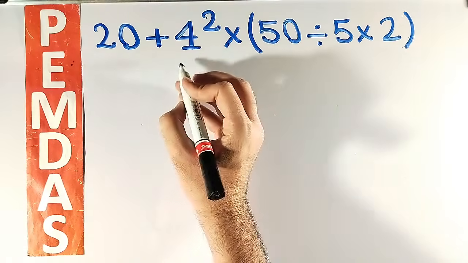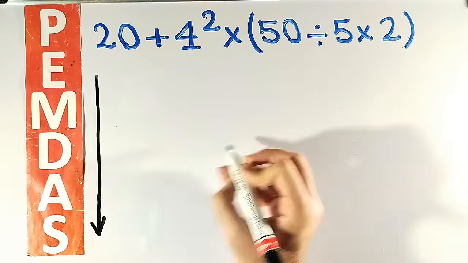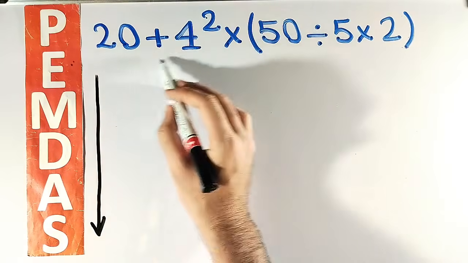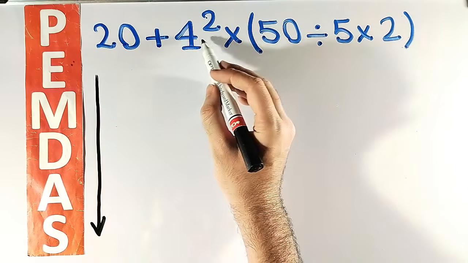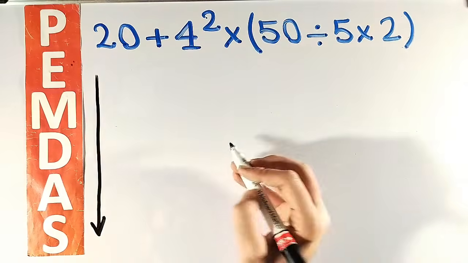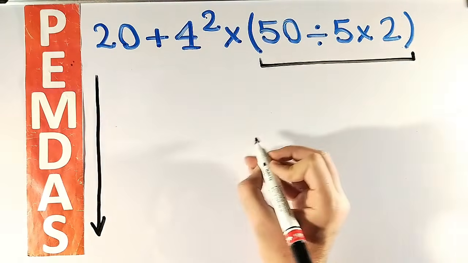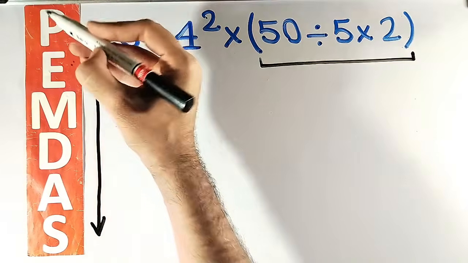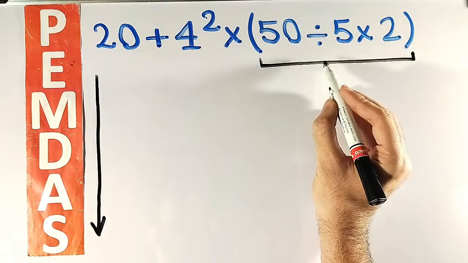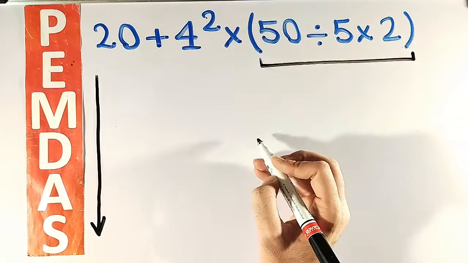To solve this question, we must follow the order of operations step by step from top to bottom. As you can see on the screen, in this expression, first we have an addition sign, followed by an exponent, then a multiplication, and finally parentheses. According to the PEMDAS rule, first we go for the expression inside the parentheses, because parentheses have the highest priority over the other operations. And inside the parentheses, we have one division sign followed by a multiplication sign.